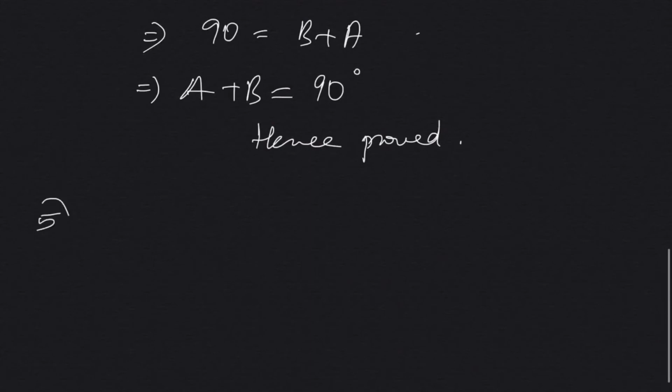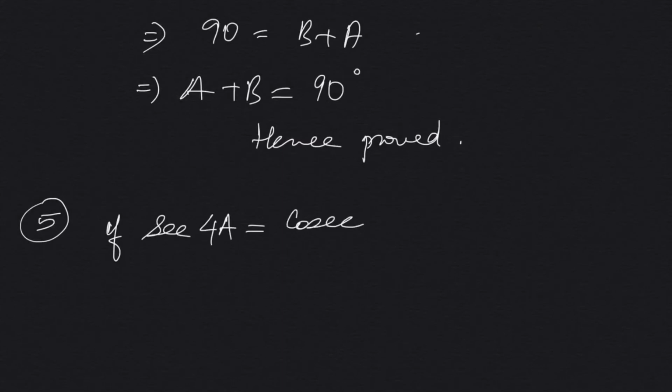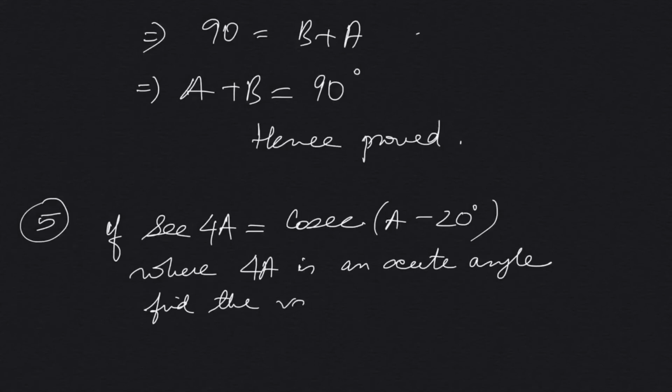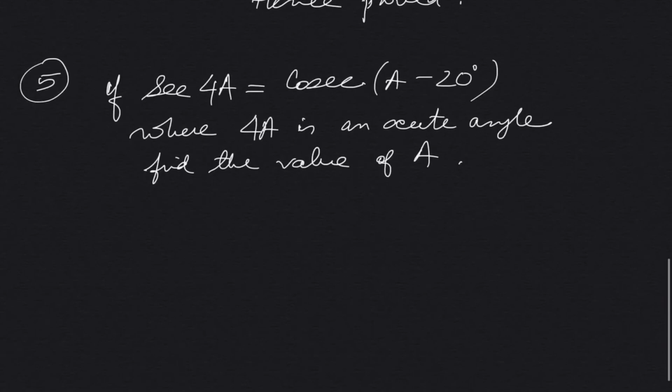Let's try 5. If sec 4a equals cosec (a minus 20 degrees), where 4a is an acute angle, find the value of a. Okay, given, this is the solution.